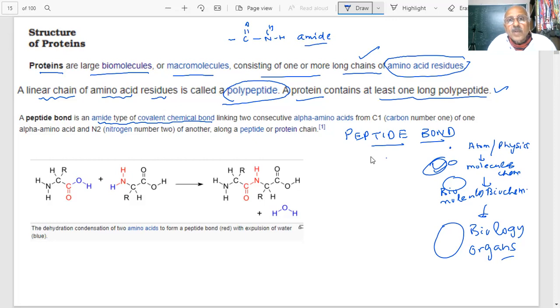That is the polypeptide. This amide is still there, linking two consecutive alpha amino acids. I'm saying two alpha amino acids: from C1, carbon number 1, of one alpha amino acid and N2, the nitrogen, of another, along a peptide or a protein chain.